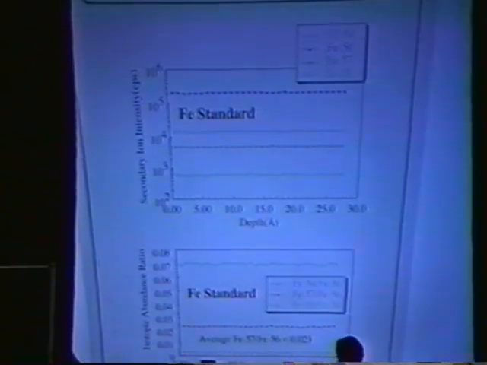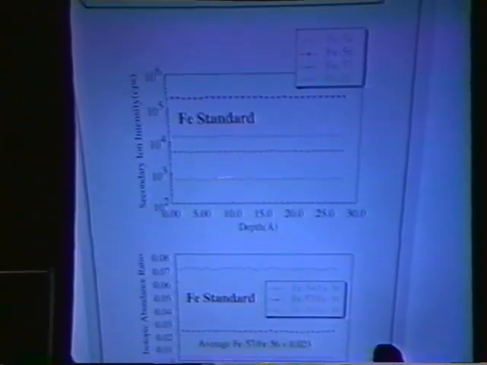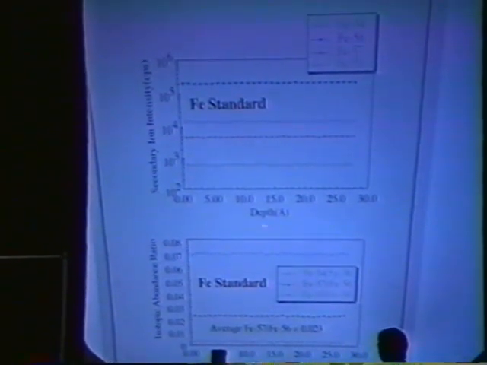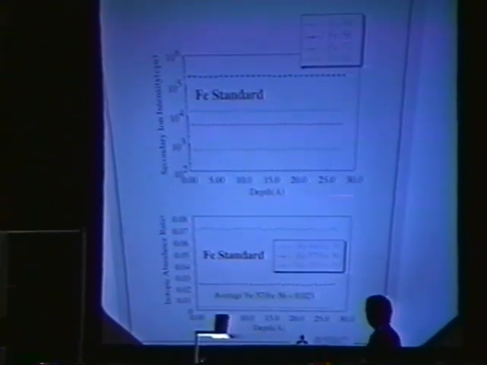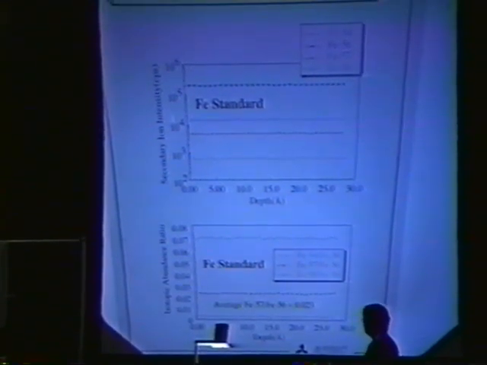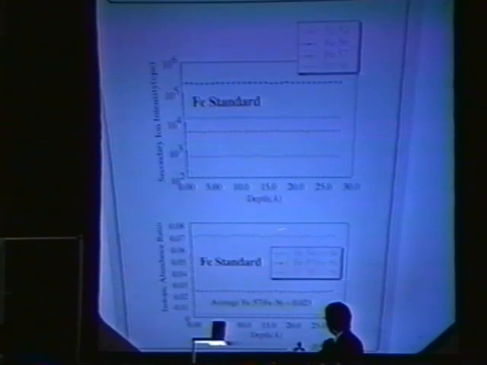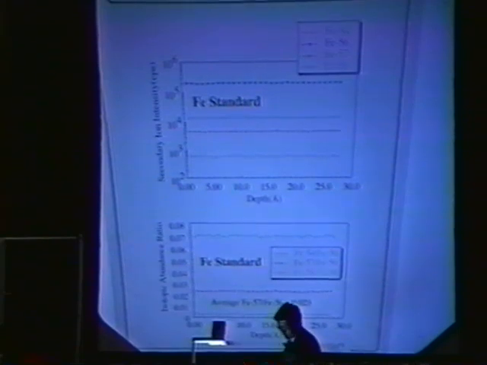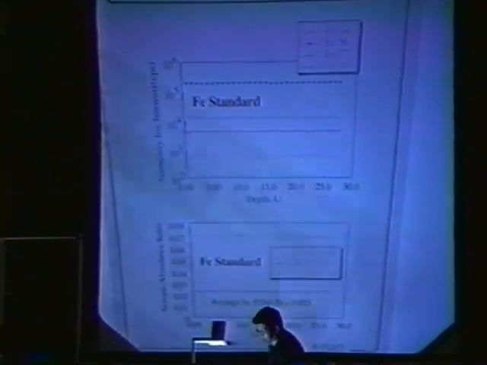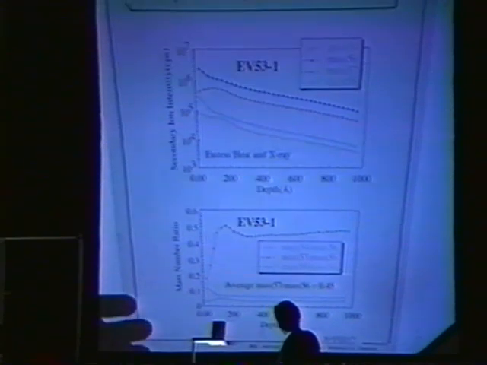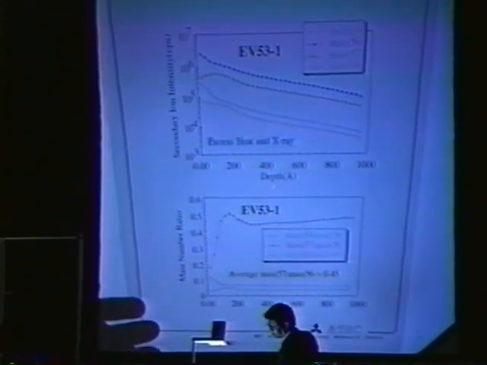Here, let's show the result of SIMS analysis of Fe standard material. Horizontal axis is depth. These are depth profiles. And secondly, ion intensity is isotopic abundance ratio. We see... but for the EV53, we have anomalous distribution like this.